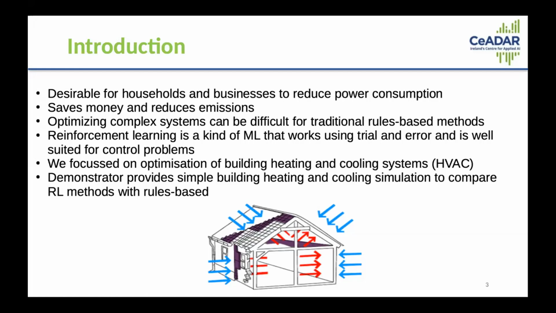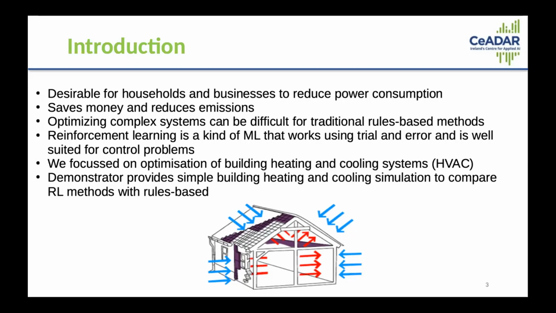You want to optimize these to reduce their power consumption as much as possible. And there are many traditional methods to do this, but they run into some problems for very complex systems. It can often be difficult to design solutions for these very complex systems. So this is where reinforcement learning comes in. Reinforcement learning is a kind of machine learning that learns using trial and error. And thanks to some high profile theoretical and practical successes recently, it's been well established that it's very well suited for control problems.